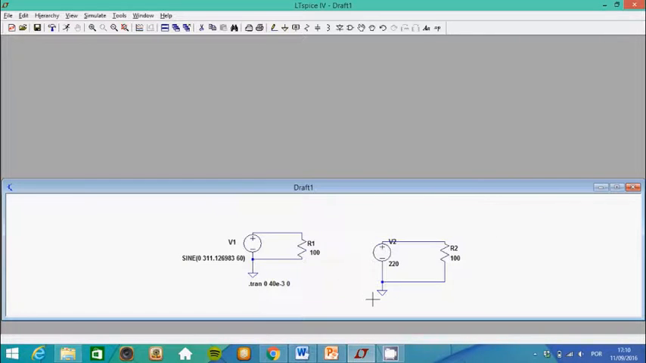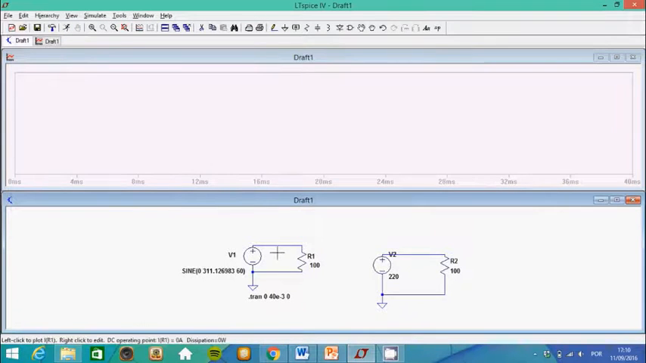This is the DC circuit, and this is the AC circuit. The resistance is the same. Okay, and this source is the RMS of this source. Let's view the results.